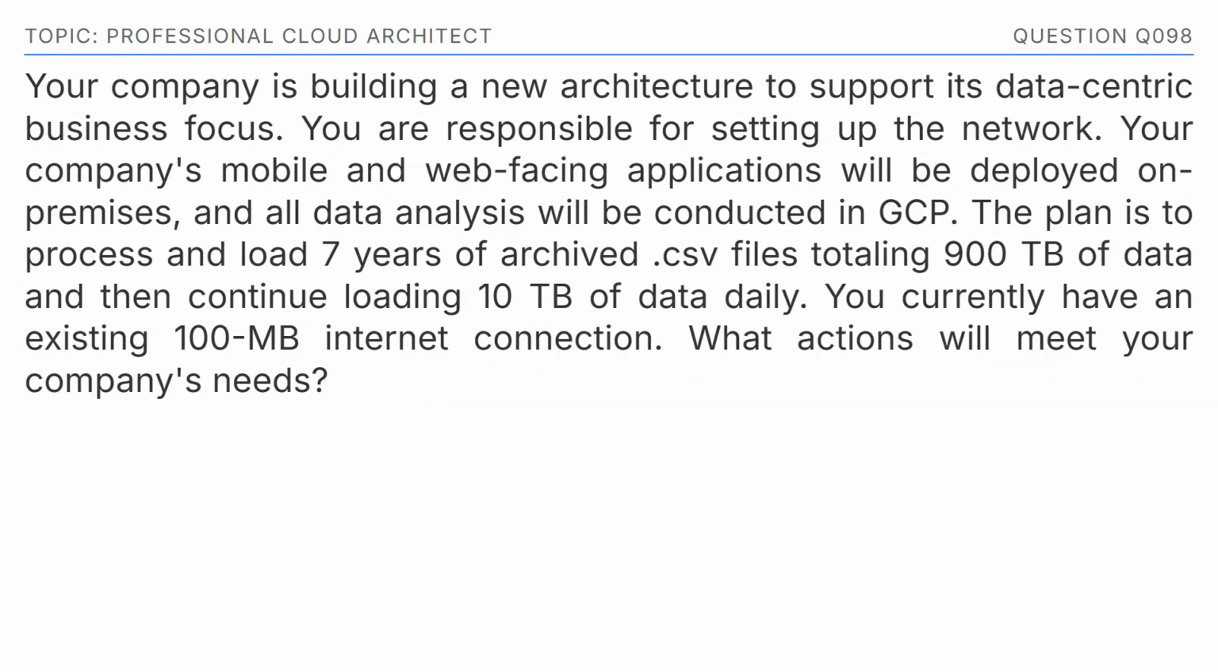Your company is building a new architecture to support its data-centric business focus. You are responsible for setting up the network. Your company's mobile and web-facing applications will be deployed on-premises, and all data analysis will be conducted in GCP. The plan is to process and load 7 years of archive.csv files totaling 900 terabytes of data and then continue loading 10 terabytes of data daily. You currently have an existing 100 megabit internet connection. What actions will meet your company's needs?